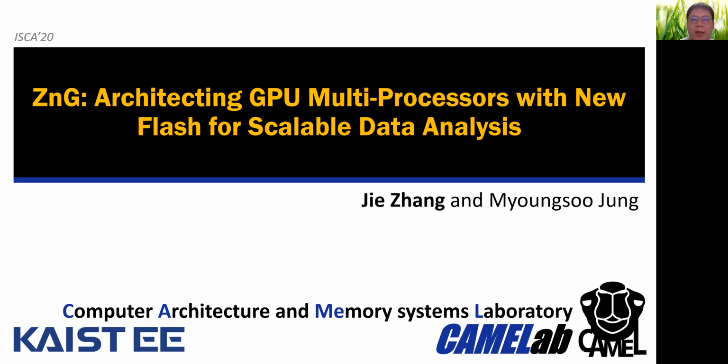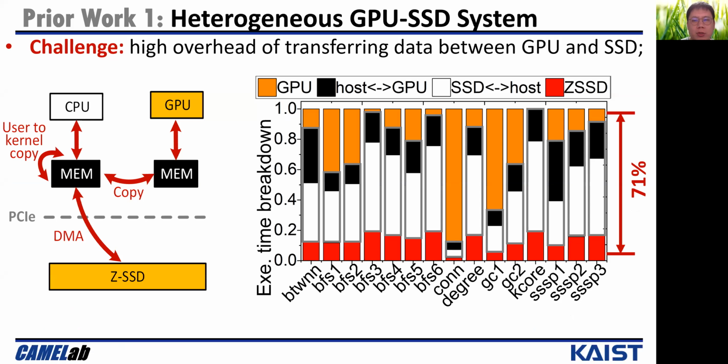Hello everyone, today I will introduce our work ZnG, which is architecting GPU with new flash for scalable data analysis. Traditional computer systems usually employ GPU and storage as discrete devices to process large-scale data-intensive applications. The application's dataset usually initially resides in the SSD but should be processed in the GPU. Transferring the data from the SSD to the GPU needs to go through multiple software layers and hardware boundaries.